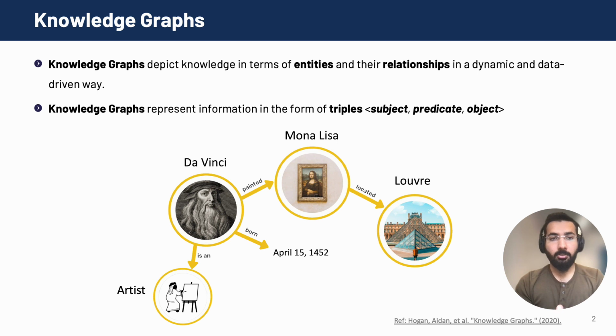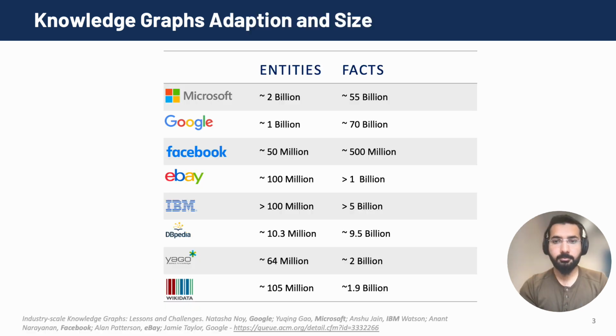Knowledge graphs depict knowledge in terms of entities and their relationships in a dynamic and data-driven way. They represent information in the form of triples, such as subject, predicate, and object. For example, in this example knowledge graph, Da Vinci is an artist and he painted the famous painting of Mona Lisa, which is located in Louvre Museum. Knowledge graphs are adopted in the industry at a very large scale, and they can easily reach billions of facts, as shown in this example table.